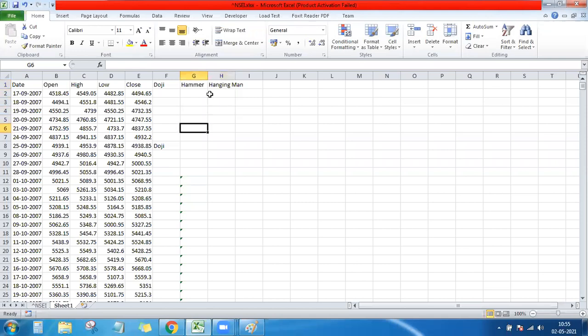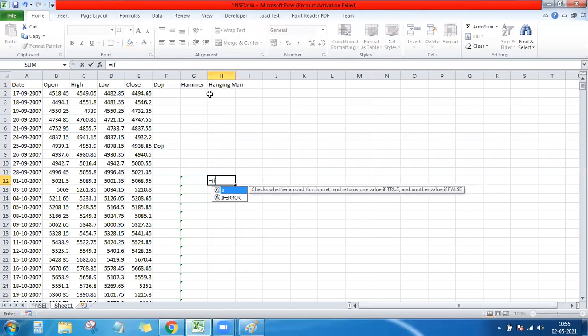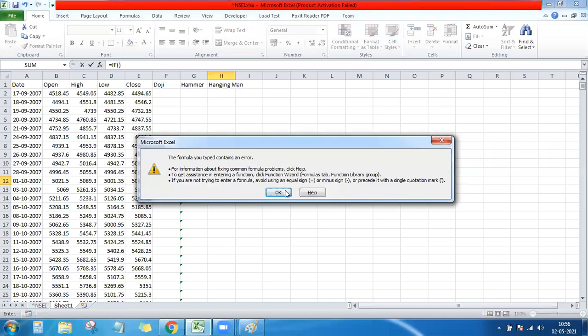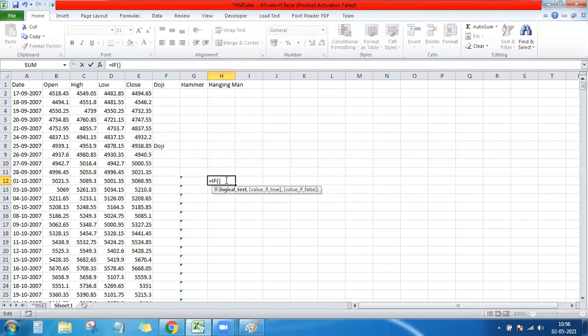Again, since the first 10 candles we are going to leave out, from here we'll be starting the formula. IF condition, so close the brackets immediately so that you will not have any confusion. And then the AND condition. Within this AND, we'll write the conditions, and if all these conditions are true, we'll print it as hanging man, or else we'll print nothing.